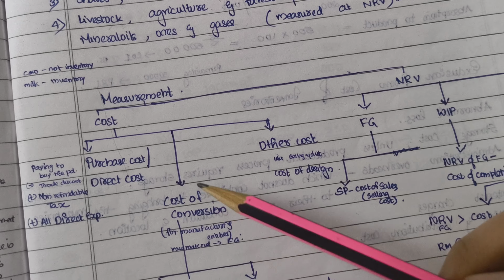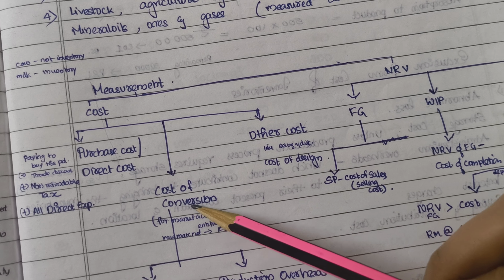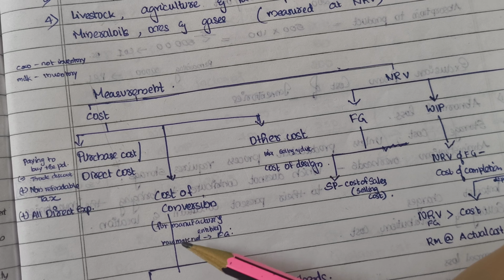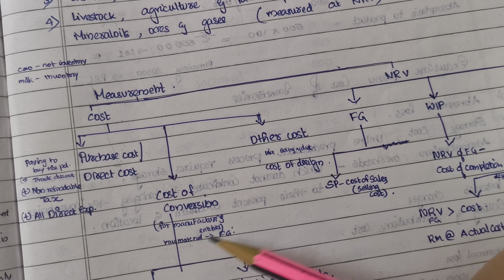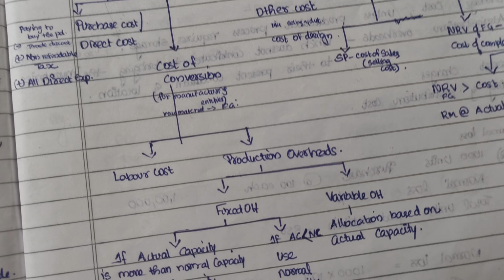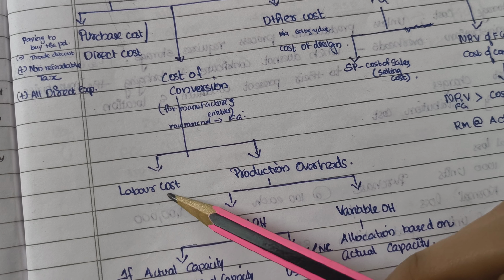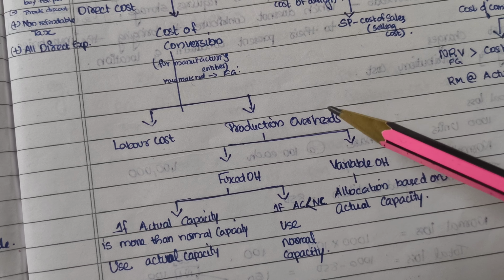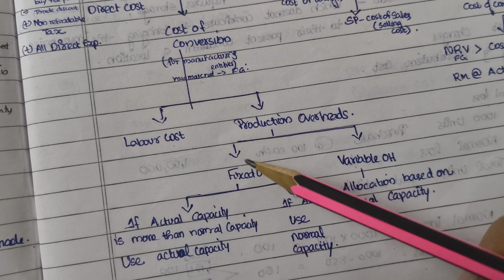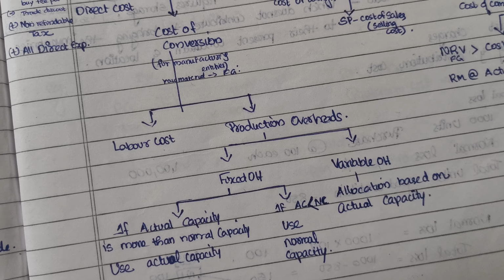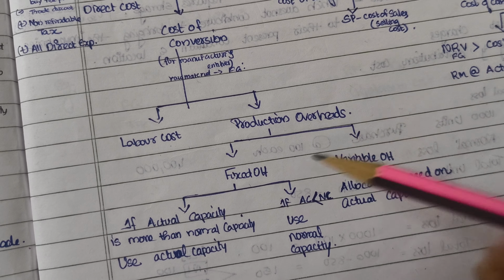Next one is the cost of conversion. So the name conversion itself comes in manufacturing entities, right, where the raw materials are converted into finished goods. Now what are the costs of conversion? There are two: labor cost and production overheads. And the production overheads is further divided into fixed overheads and variable overheads. So what are fixed overheads?